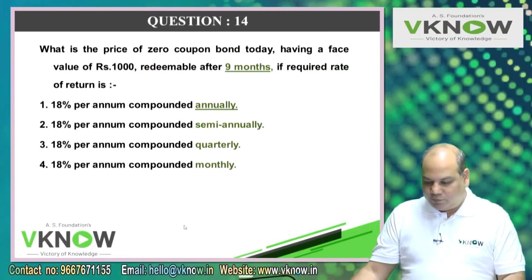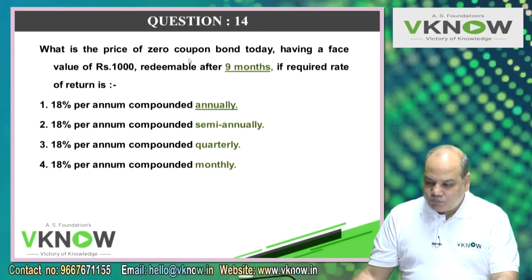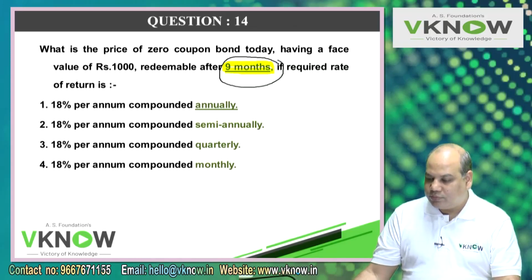Now I'm going to ask you a difficult question. What is the price of a zero coupon bond having a face value of rupees 1000, redeemable after 9 months? Now this 9 months is a complicated affair. When the problem was in years, no problem. But if it is in months, you may have a problem. Every time I can't give you an easy problem. Sometimes you have to do some extra work.